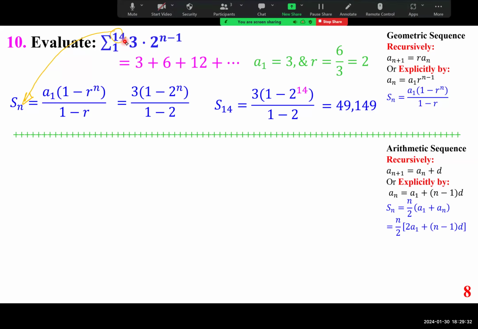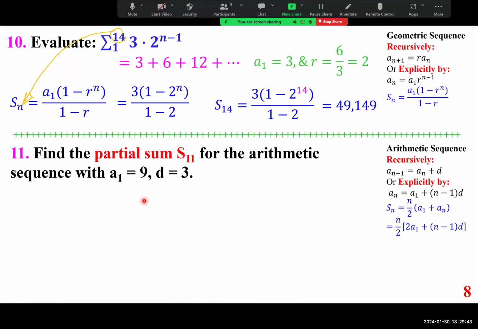First of all, in this case, find the partial sum S sub 11 for the arithmetic sequence when A sub 1 is 9, d is 3. Well, again, this is the recursive format. This is explicit, and now the sum S sub n is n over 2 times A sub 1 plus A sub n. And that's fine. If you have the first one and the last one, it's easier to use that formula.